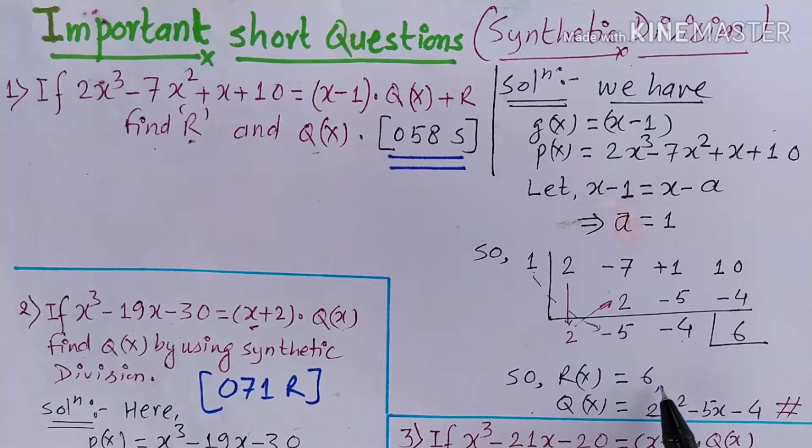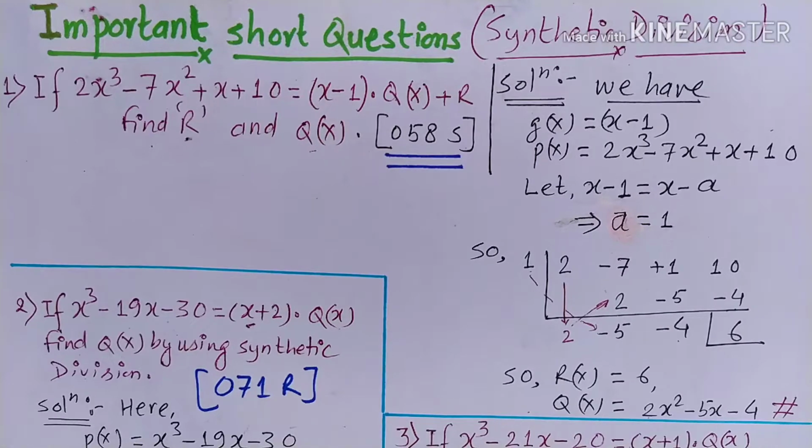Now this 6 is the remainder. So r(x) is equal to 6 and quotient is 2x square minus 5x minus 4. It's because 4 is the constant and 5 is the first degree, so 5x, this minus, and 2x square. So q(x) is equal to 2x square minus 5x minus 4.